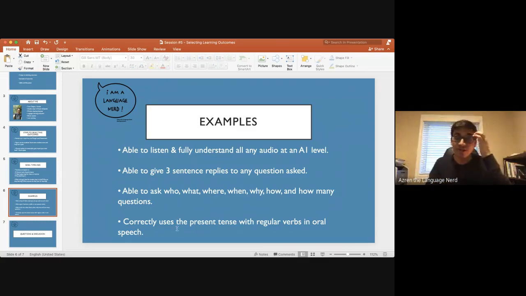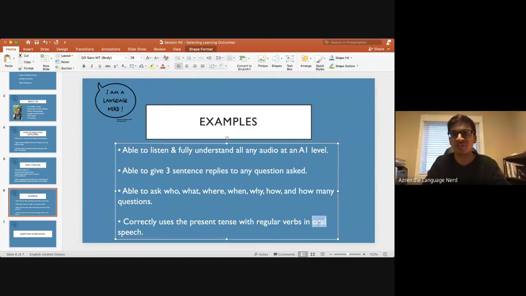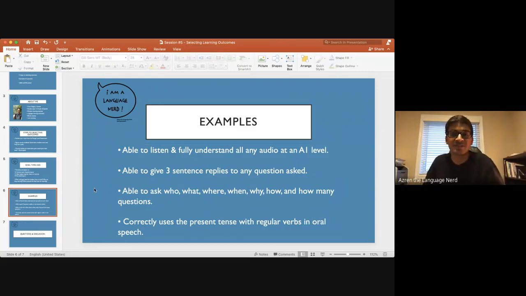Or another one here: correctly uses the present tense with regular verbs in oral speech. Or in speech, rather. You can't really have a speech, right? Oral speech or speech, I suppose. These are some examples of goals that you might have. Notice these are all quite measurable, and very clear. It's very clear what the goals are.